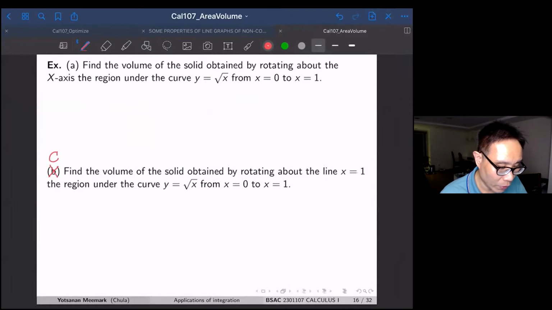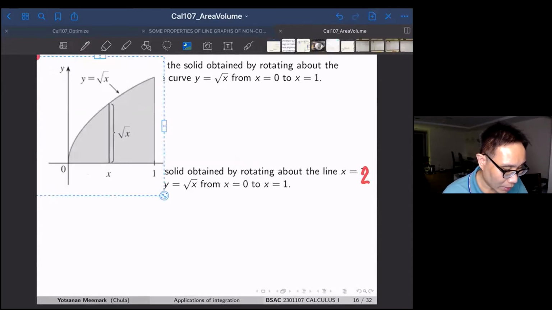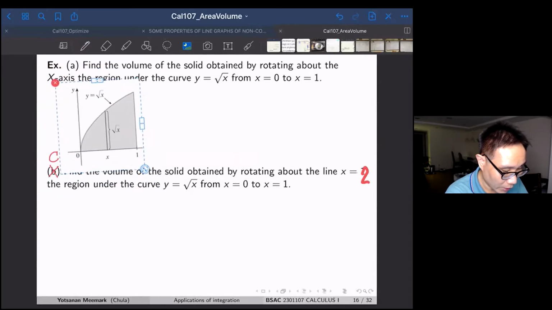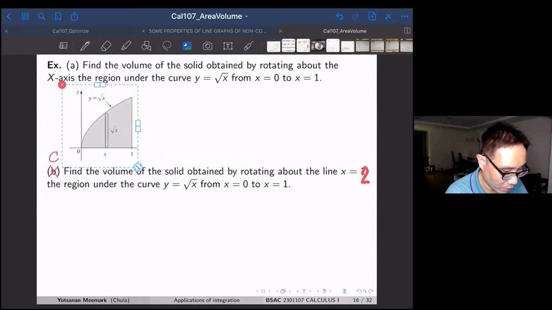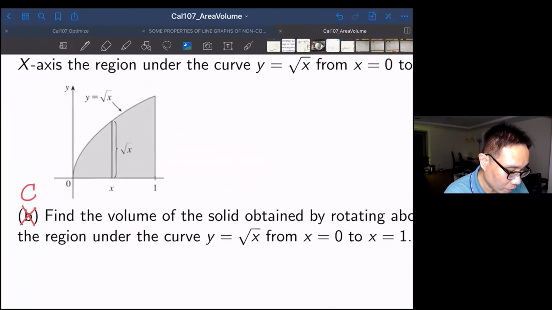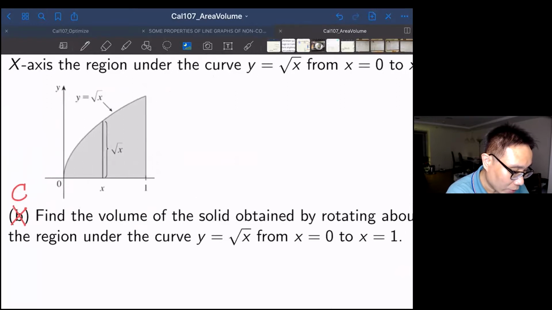I include one more page here, and this one, instead of x equal to 1, I say it's x equal to 2. Can we do that? Of course you can. Okay, let me paste this picture. Of course you can, and let me explain how to do it. So for this one, let me erase first.